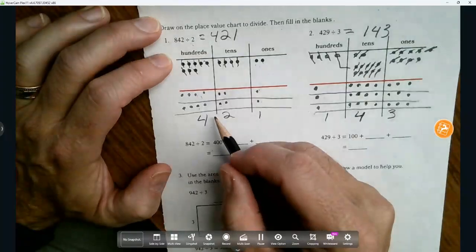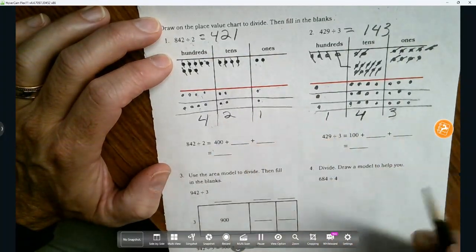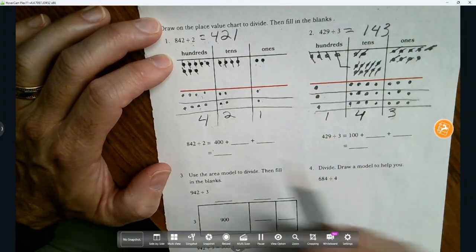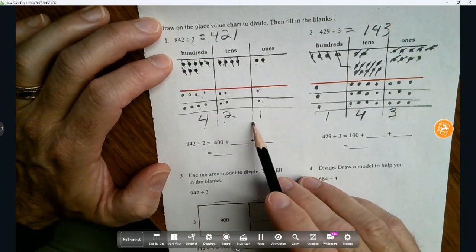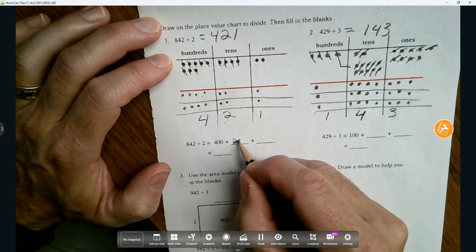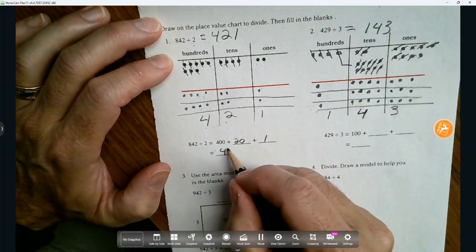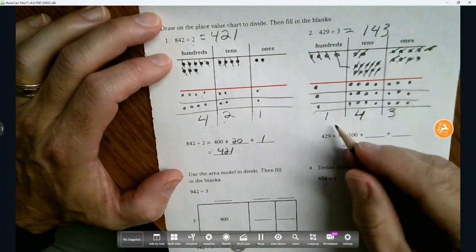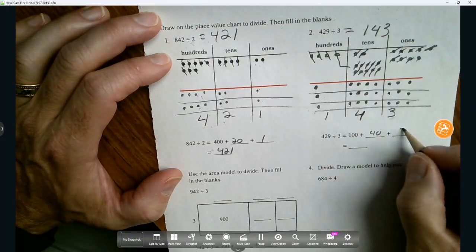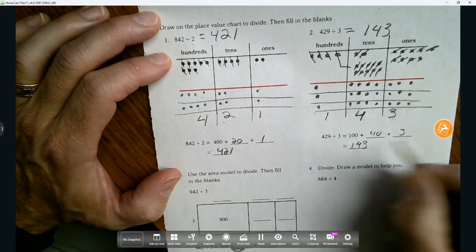I like writing them out this way because you wrote the number out exactly how it's supposed to be already, right? Like that's 400s, 2 10s. So it's 400, 20 10s, and 1 1, which equals 421. And over here, 1 in the 100, 40 and 3, 143.